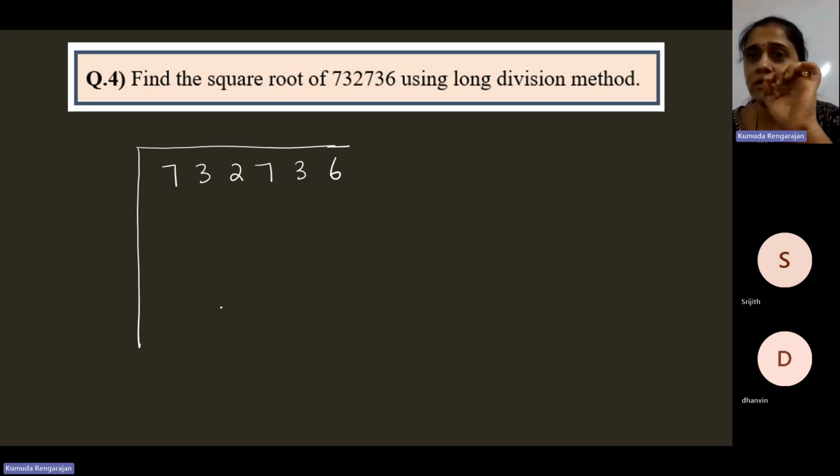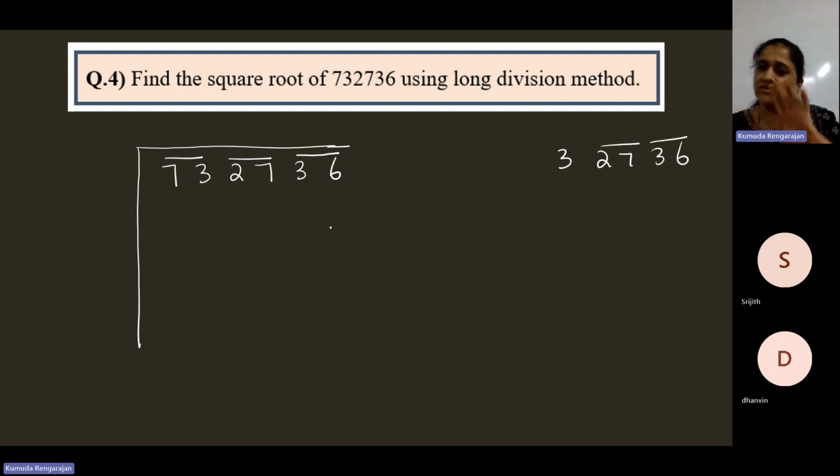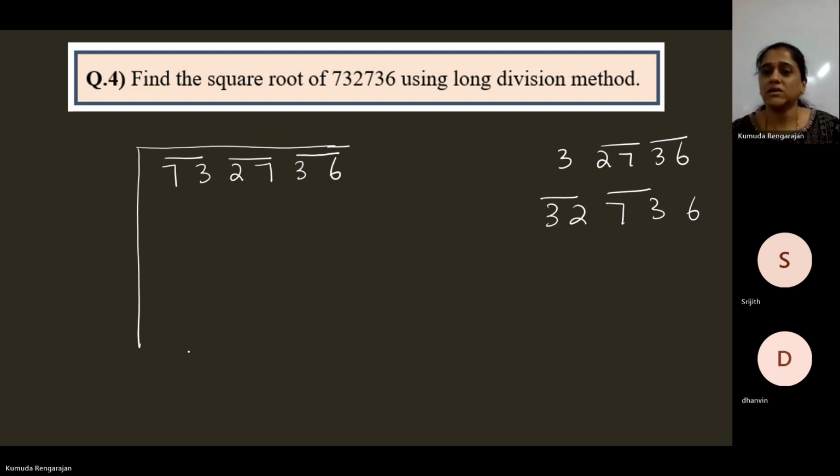Now, group the digits in pairs from behind, that means from backwards. So 6 and 3 will form a pair. 2 and 7 will form a pair. And this one. Now supposing the number was 3, 2, 7, 3, 6 like this. So 3 will stand alone. You should not pair like this. 32, 73, 6 alone is wrong. You must pair from behind. 36, 27, 3 alone. But here, since we have 6 digits, we have equal pairs.